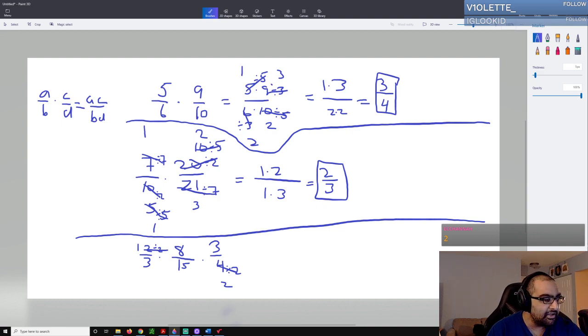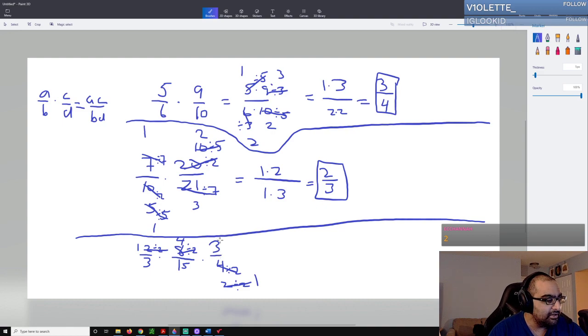Okay, so 8 and 2 have something in common, and that is indeed 2. So let's divide by 2 here. So we get 1 here. I'm going to divide by 2 here. And so here we get 4.